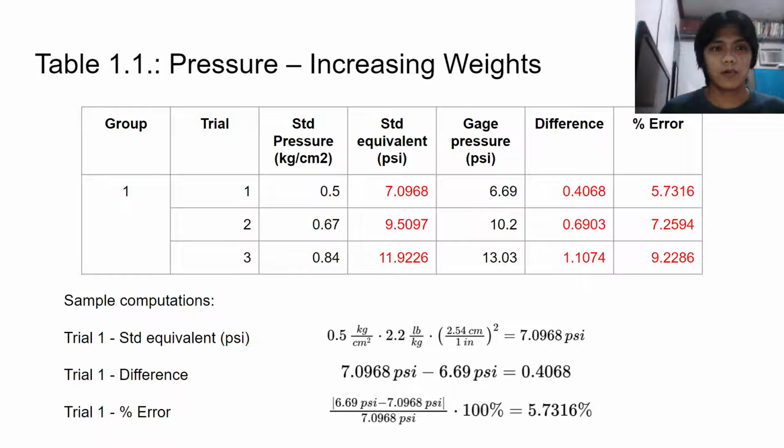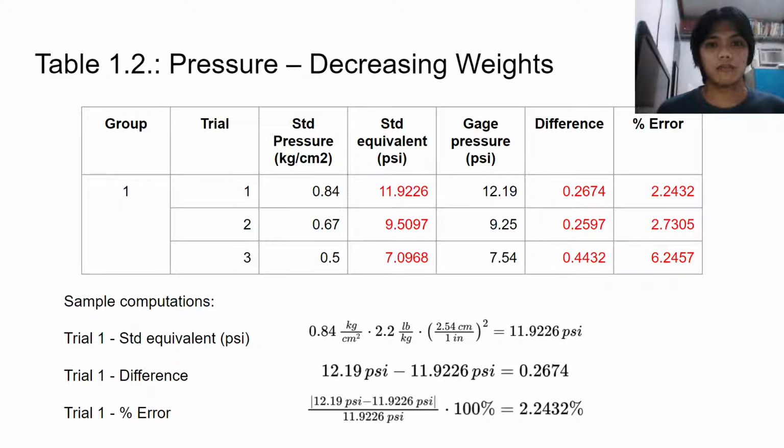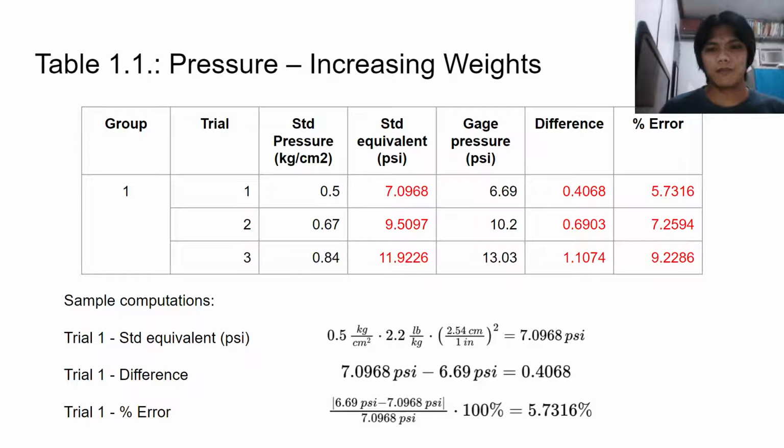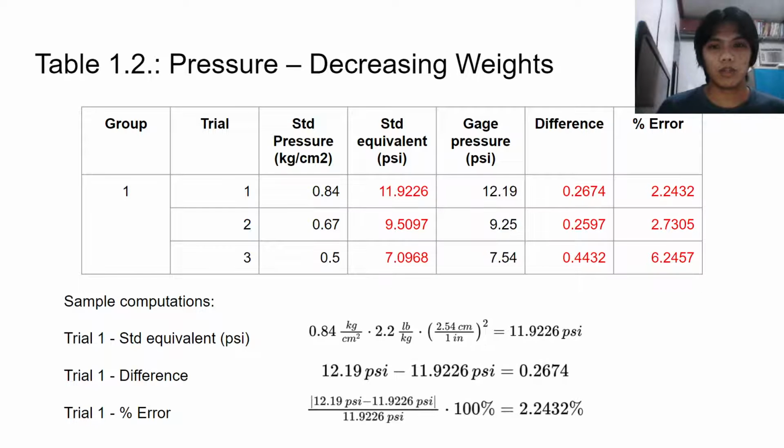So proceeding to table 1.2, pressure, this time with decreasing weights. The same procedure was done for the calculations. So for the difference, this time, it is the same actually with table 1.1, but I was not able to discuss it. So for the difference, what we did was to subtract the gauge pressure by the standard equivalent, and then we took the absolute value of it.